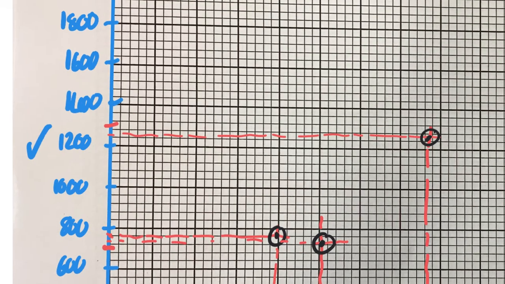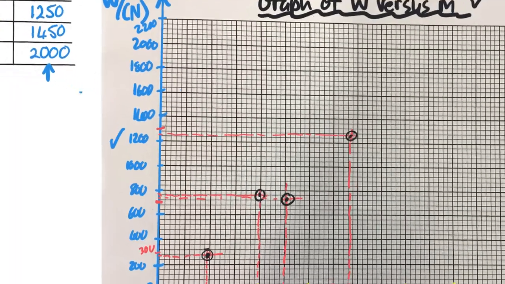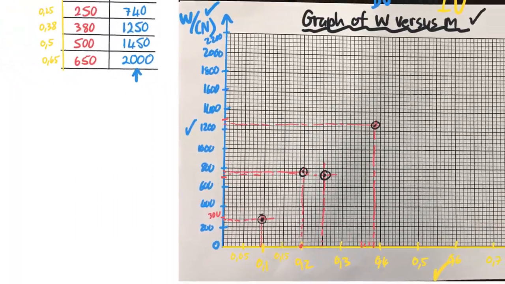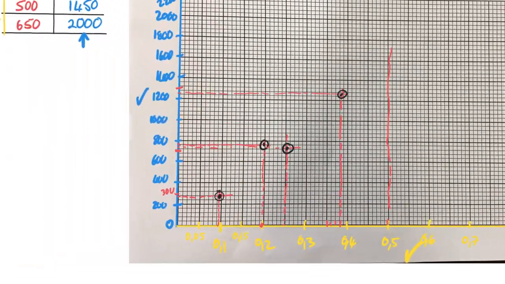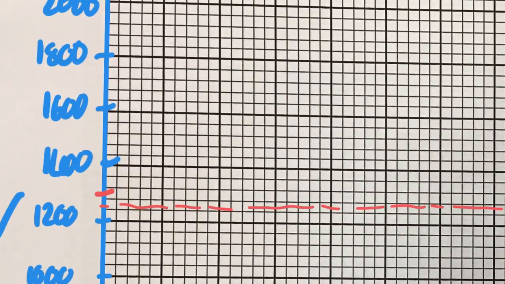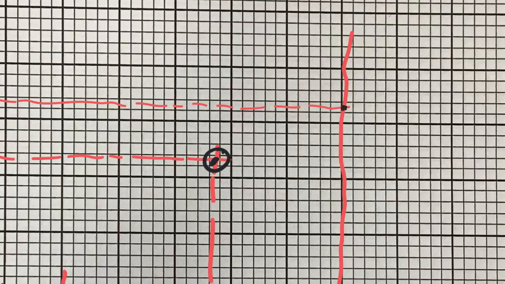And then we've got 0.5, 1450. So 0.5 is easy. There's 0.5. It's along that line. 1450. Apologies for that. Here we've got 15. 1450 is here. And so there is our point.